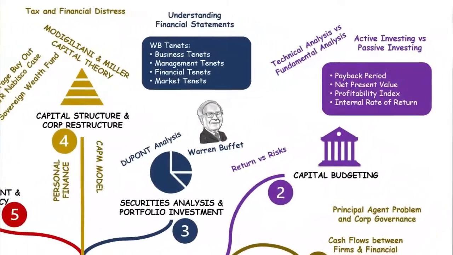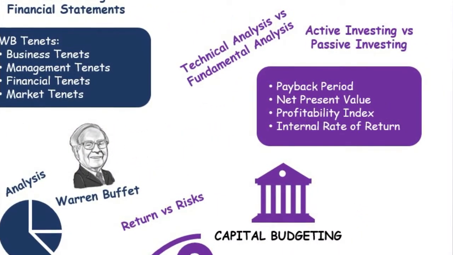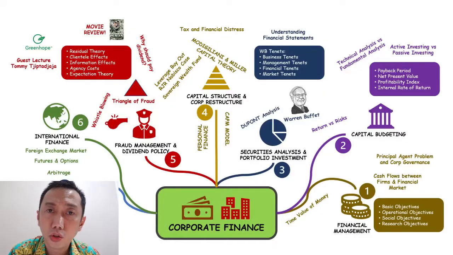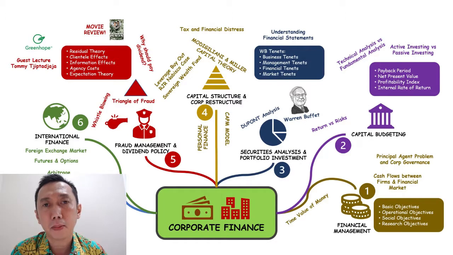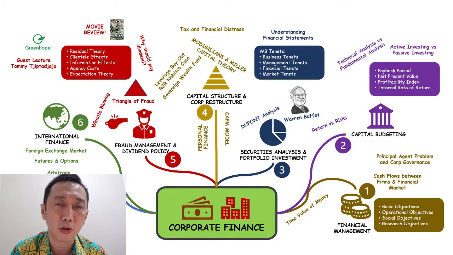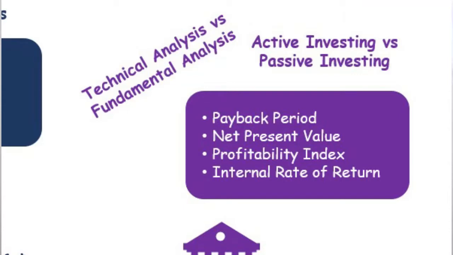And then we move on to the second part of our courses, which is capital budgeting. Capital budgeting is about the planning process for investment in long-term assets. The first methodology of capital budgeting is the payback period. Payback period is as if we are asking ourselves how many years it takes to cover the initial investment. The other methodologies are the net present value or NPV, the profitability index or PI, and the last one is the internal rate of return or IRR.